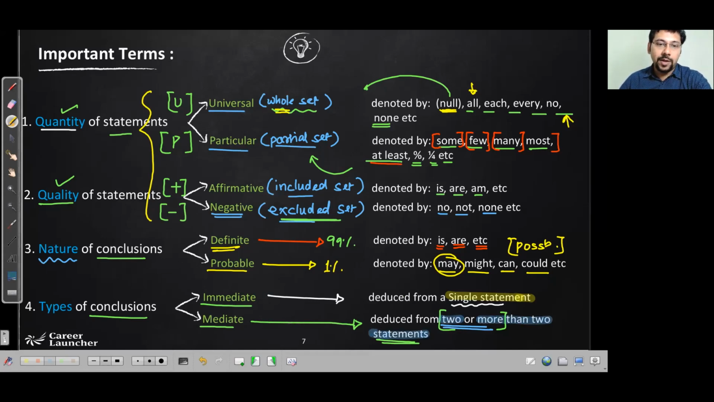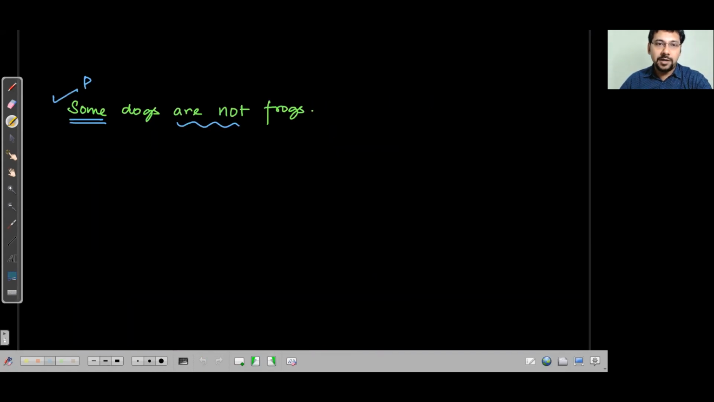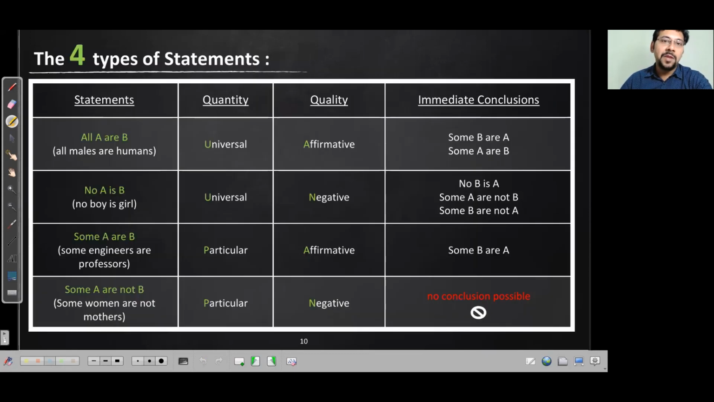Now, I'm sure that you have an adequate understanding of this. Let's move to the next part, which is understanding the four major terms and the immediate conclusions. If we can learn them, it will be really helpful. As I said in the previous slide, there are four major types: universal positive, universal negative, particular positive, and particular negative. I've just given them here as variables. Let's understand them as variables because these can have any value like male, human, engineer, professor, mother, women, etc.